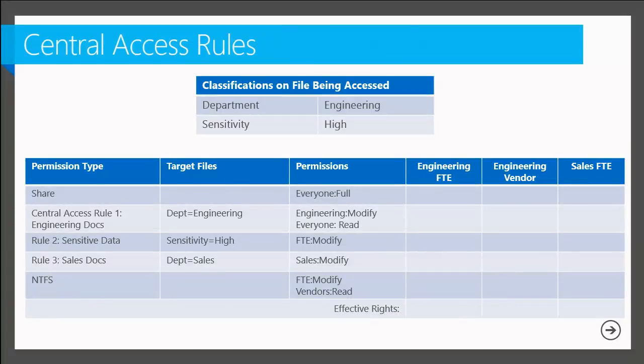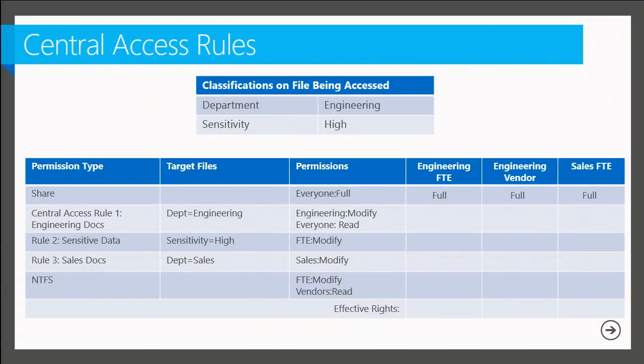Now, how do they really work? Let's assume that we have two properties on the file being accessed: engineering department and sensitivity equals high. And we have share permissions that say everybody has access, can do whatever they want to, which is pretty common. A central access rule that says for anything marked engineering, engineering has modify, everybody else only gets read. Sensitive data rule that says sensitivity equals high, only full-time employees can modify the file. The sales rule, et cetera. I won't read them all to you. And we have three people: an engineering full-time employee, a vendor, and a salesperson.